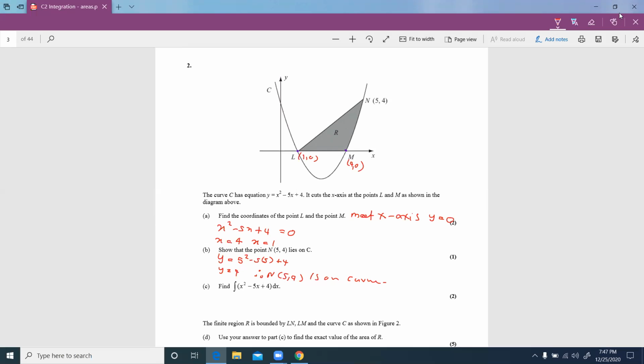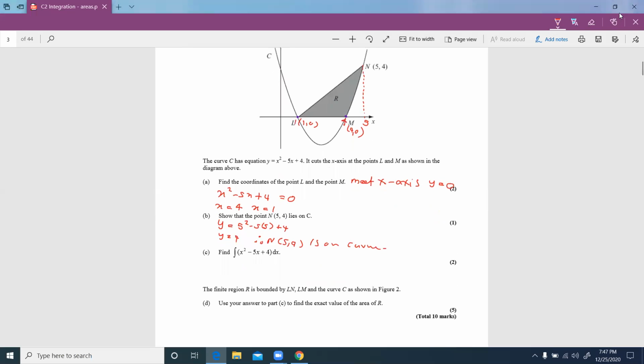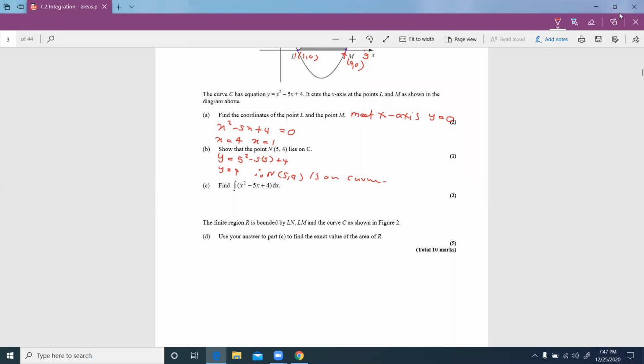Then obviously, we know that for this point over here, this coordinate becomes 5, this coordinate is 4, and this coordinate is 1. Those are facts we may need to understand this question, right? Okay. Find the integration of this bit of it. If you do this integration, it's pretty simple. Answer for part C: if you integrate x squared minus 5x plus 4, the answer is x cubed over 3 minus 5x squared over 2 plus 4x plus c.